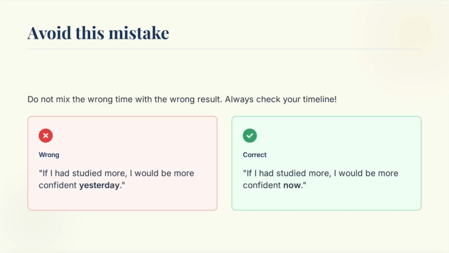Now let's go through a common mistake. A common mistake is to use the wrong tense in one part of the sentence. For example, do not say, if I had studied more, I would be more confident yesterday. This is not correct because would be is for the present, not yesterday. Instead, say, if I had studied more, I would be more confident now. Or if I were more confident, I would have spoken better yesterday. So always check the time. Ask yourself, is this talking about the past? Is this talking about the present? And that question will help you choose the correct structure.